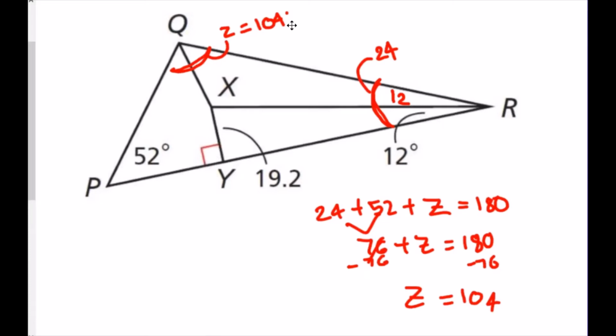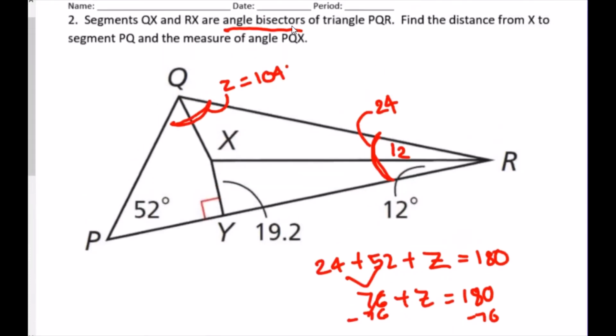Now, we're not looking for that whole angle. We're just looking for PQX, which is right here. So what do I need to do with 104? Divide by 2. So 104 divided by 2 is 52 degrees. So angle PQX equals 52 degrees. All right.